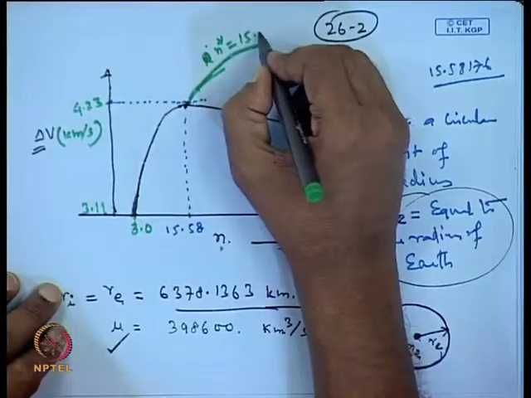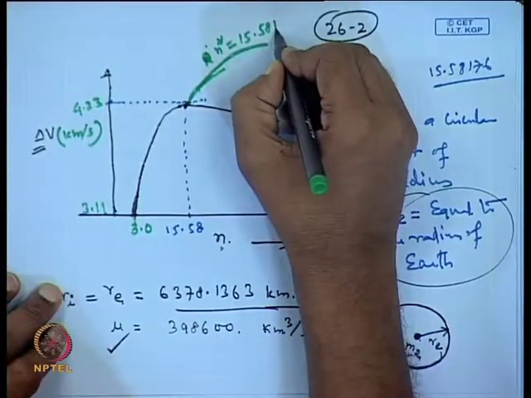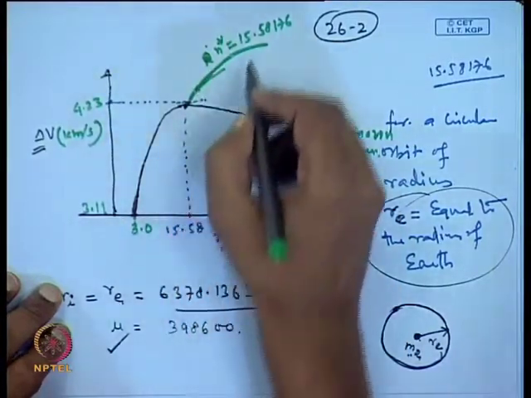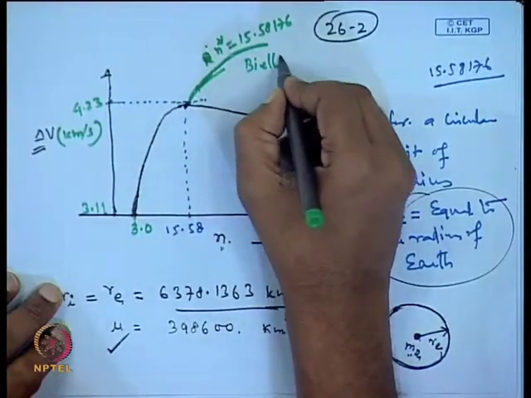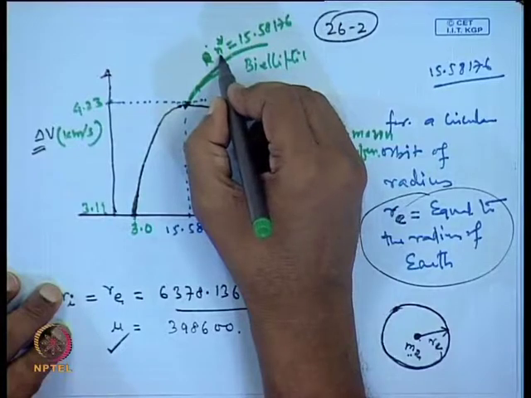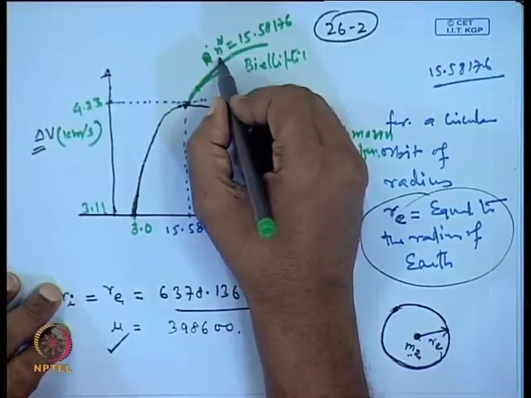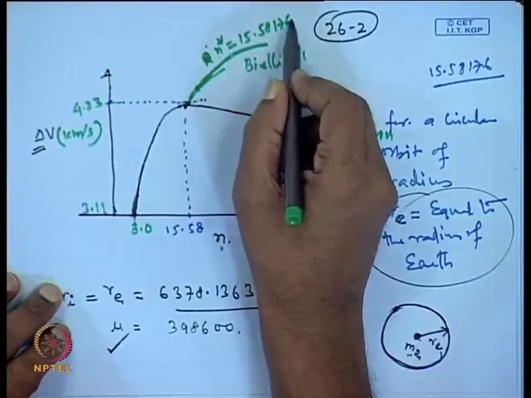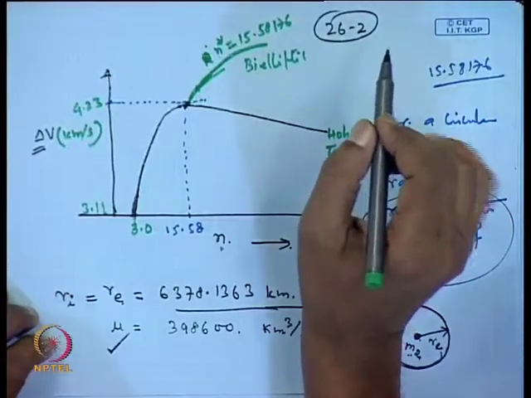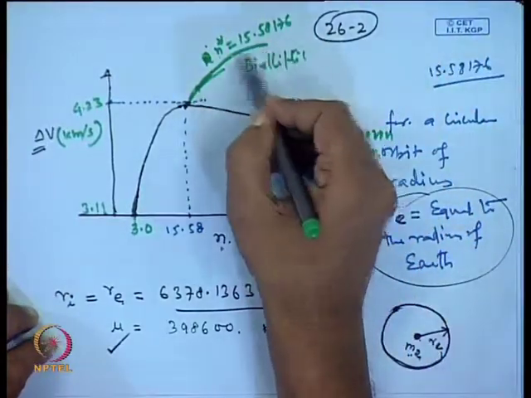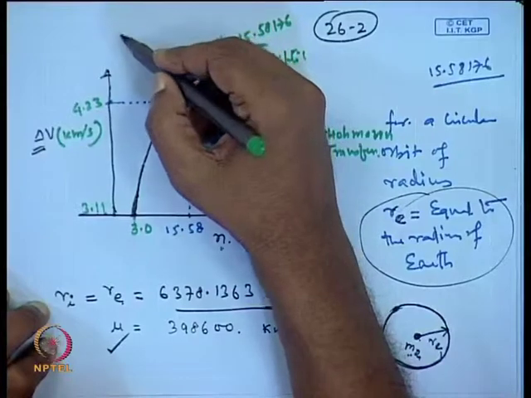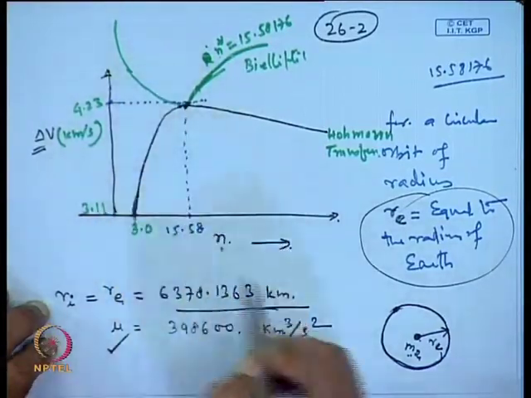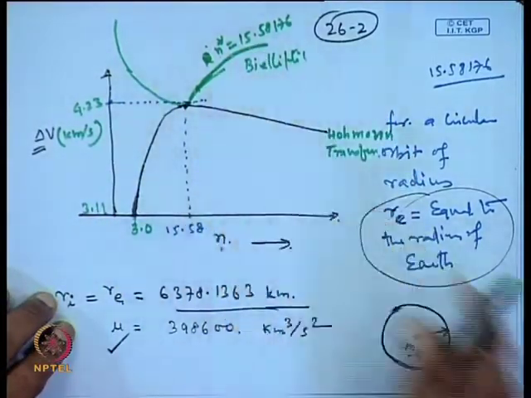this is n star equal to 15.58176. Okay. So, this green line is referring to the bielliptic transfer. So, n star means the intermediate orbit. So, if the radius of the intermediate orbit is 15.58176 times the radius of the initial orbit, then we get this curve, and on this side this starts from here and then goes into this direction.